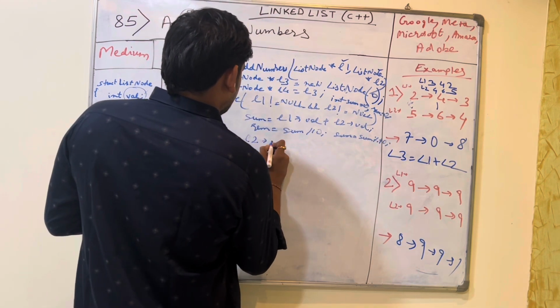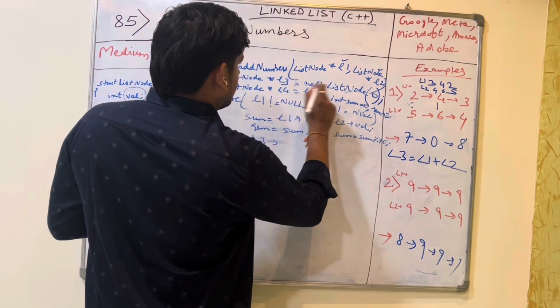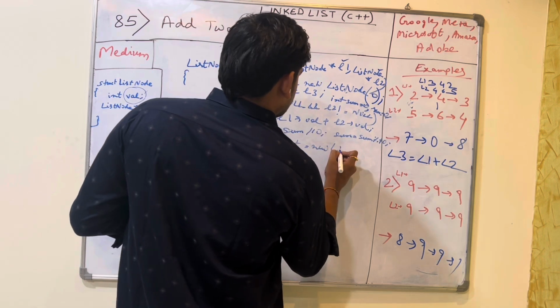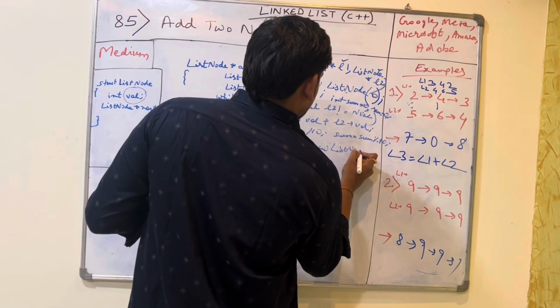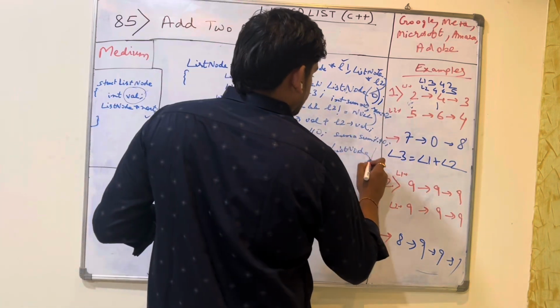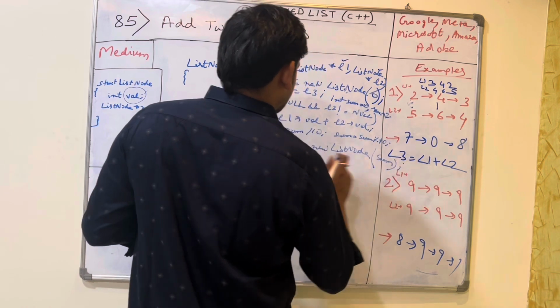We have L3 next equal to new ListNode. We assign this as the new memory, L3 next. Every time you have to create new memory, right? New ListNode. Whatever is the sum, we have this equal to new ListNode of sum.